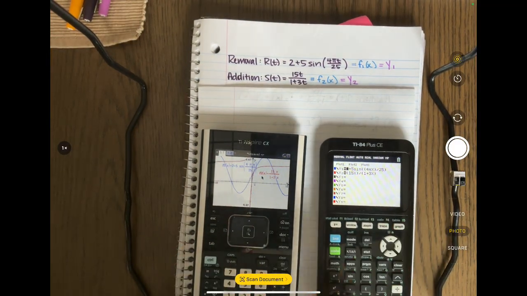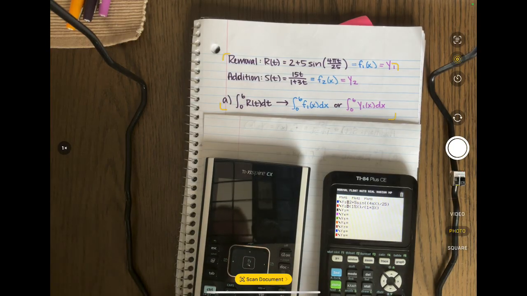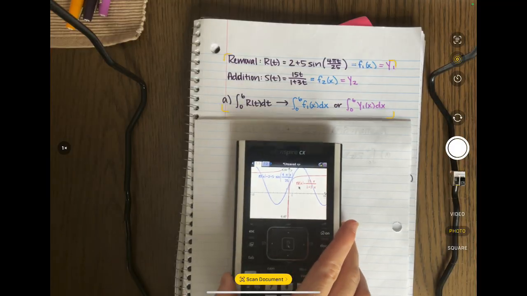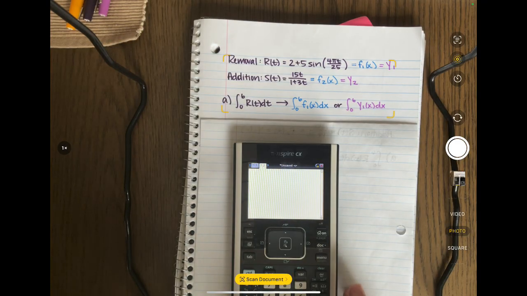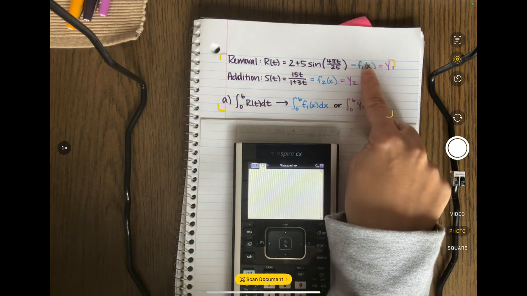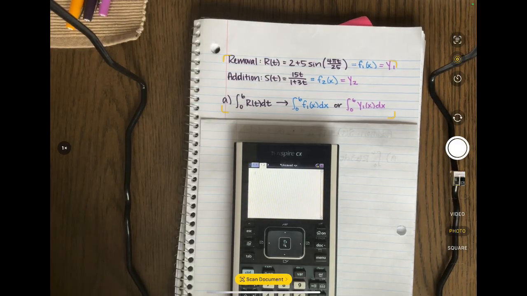Okay, so we decided that for our first one, we were just looking at that integral from 0 to 6 of R of t dt. So let's look at the Nspire first. I already have F1 and F2 here, and I know that my R of t function is going to be my F1. Now, when I want to type this in, since I have this saved as F1 in my calculator, I should not have to retype 2 plus 5 sine of 4 pi t over 25. I've already typed that in once, so let's utilize what I have written in there.